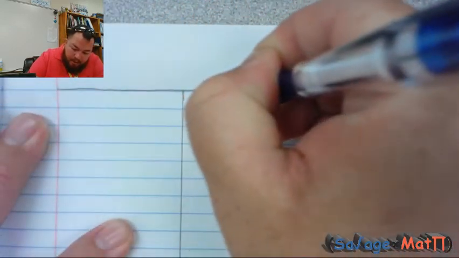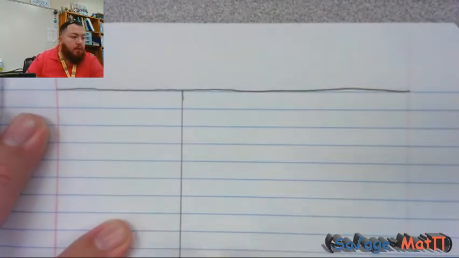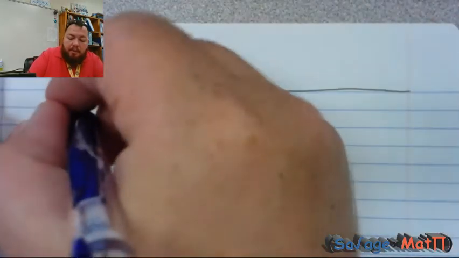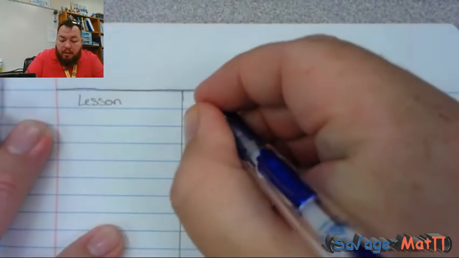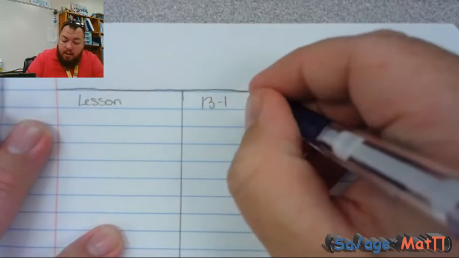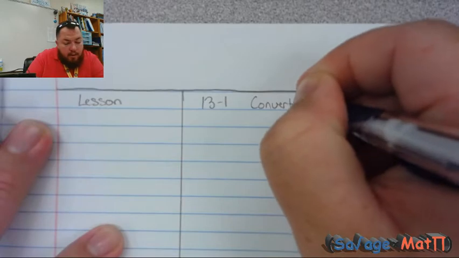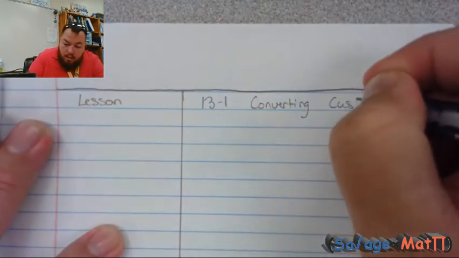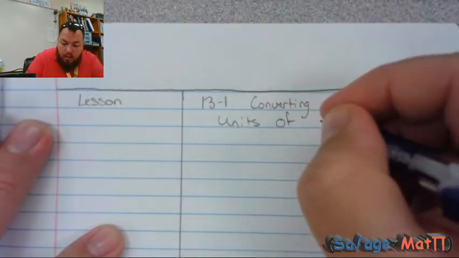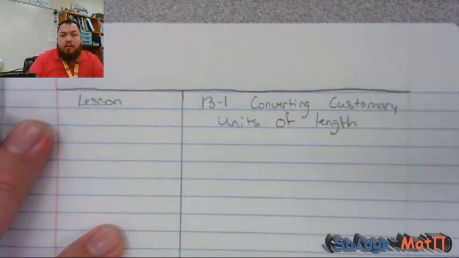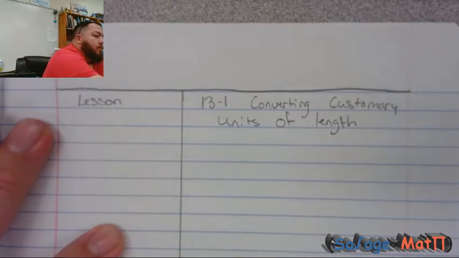And now remember that I'm going to draw a line across the top. And then I'm going to put lesson. Okay. And then everybody should be able to go find the lesson. It's 13-1 and it's converting customary units of length, okay? So just put a line across the top. You'll see in the end how it will look.